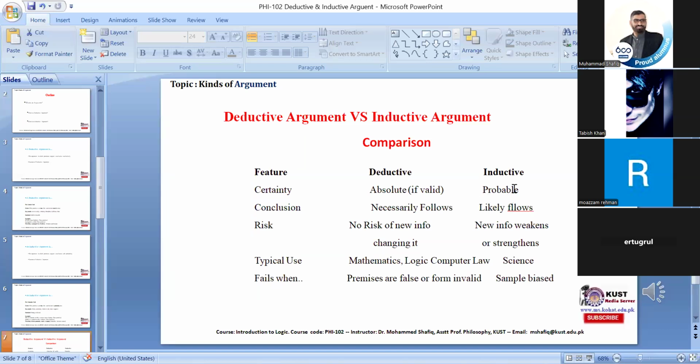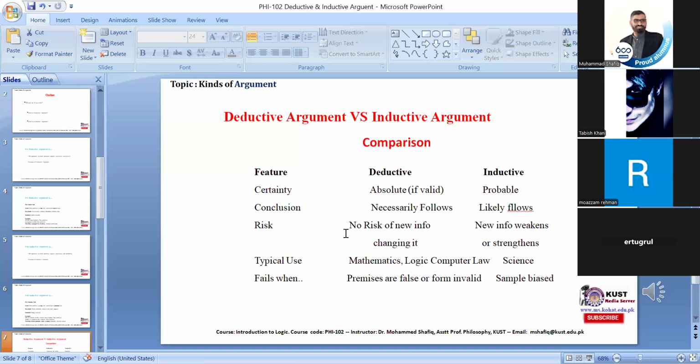because if the premises support the conclusion with probability, it is more likely to be a strong argument. If the premises are less, then it is weaker, but it's always likely, it's not necessarily. It's the same feature of absoluteness and necessarily. Here it's probable and likely.